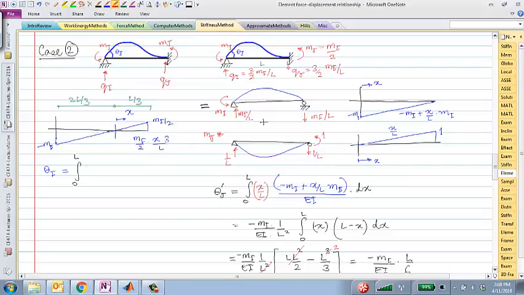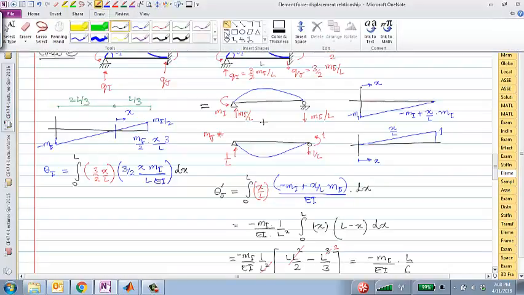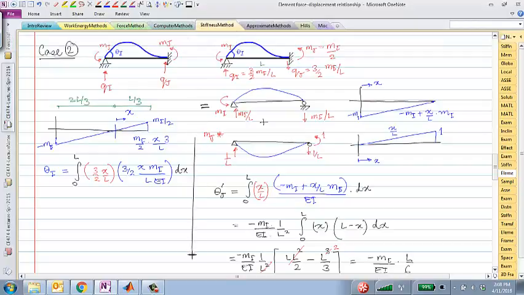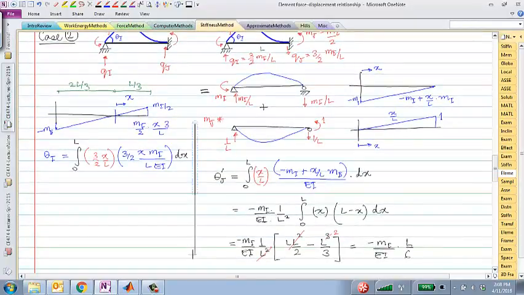So the virtual bending moment would be 3 over 2 times x over L. The real curvature would be 3 over 2 times x Mi over L EI, and dx. Hope that makes sense. And I'll draw a line between these two parts to make them separate.